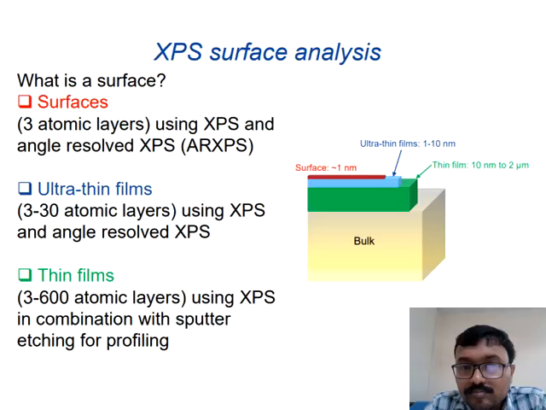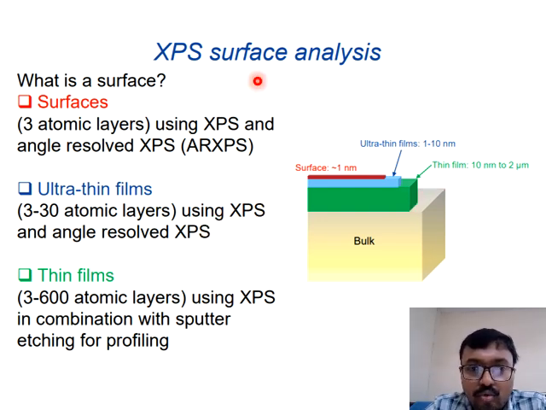Okay, so this is what I said. Bulk material, this is thin film, this is ultra thin film, and this is surface. Surface means a layer of 3 atomic layers. Ultra thin film is 1 to 10 nanometer, and thin film is 10 nanometer to 12 micrometer.